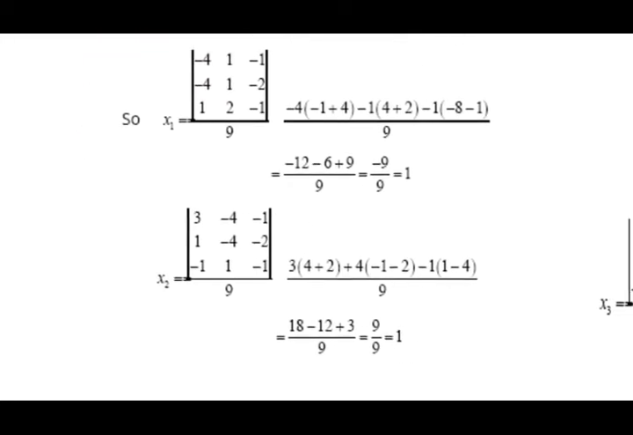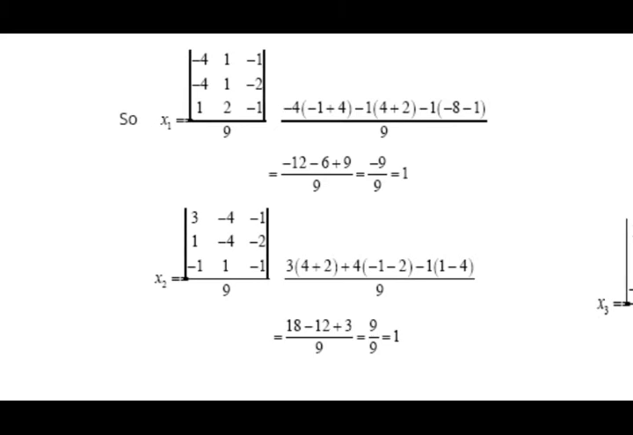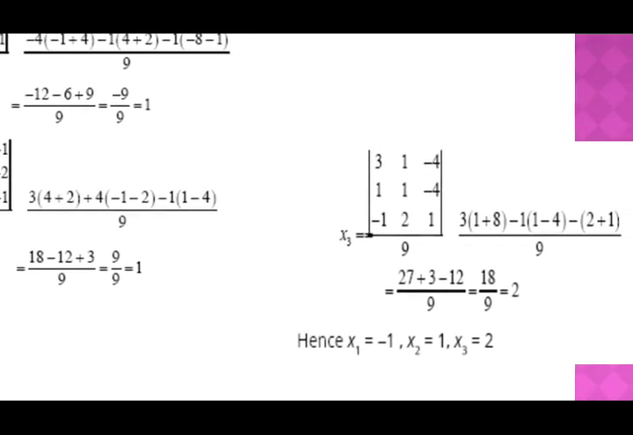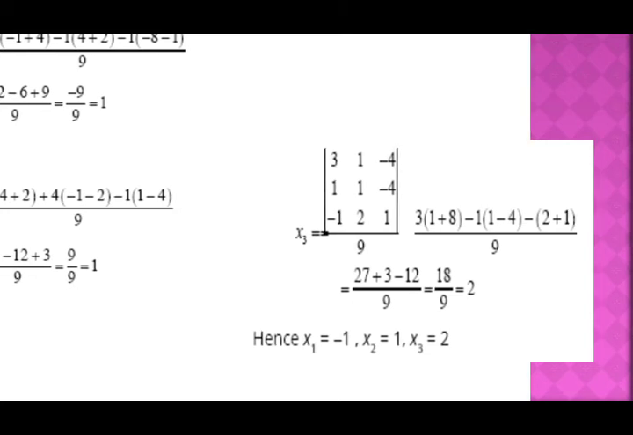In x2 we replace the second column with b, and then we find its determinant. In x3 we replace the third column with b and divide by the determinant 9. 9 is the determinant of the A matrix, the original matrix, and here we get the values of x1, x2 and x3 directly.